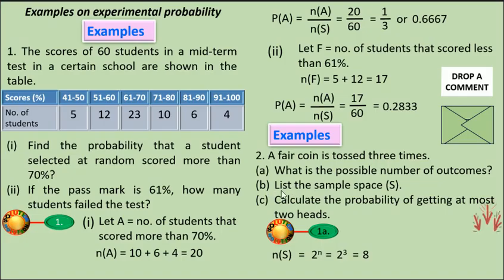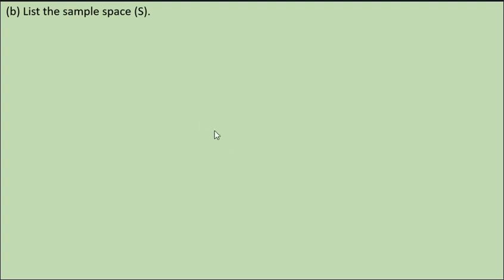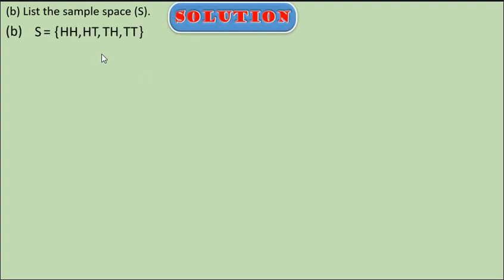Now, the next question is, list the sample space. Let's move to the next slide to list the sample space. To list the sample space, if I toss the coin twice, we have done that before, the outcome will be head, head, head, tail, tail, head, or tail, tail.